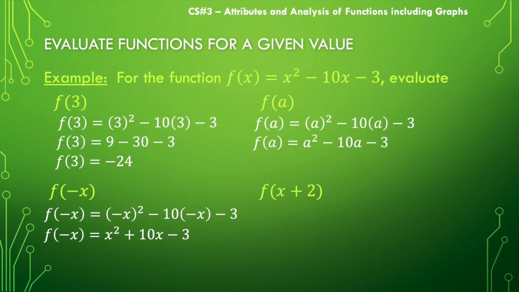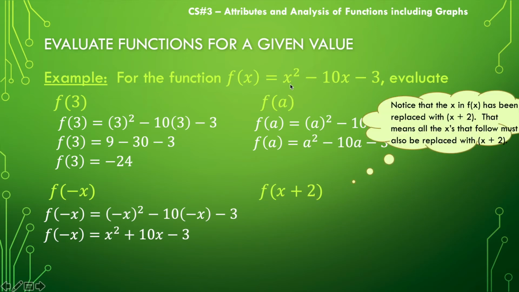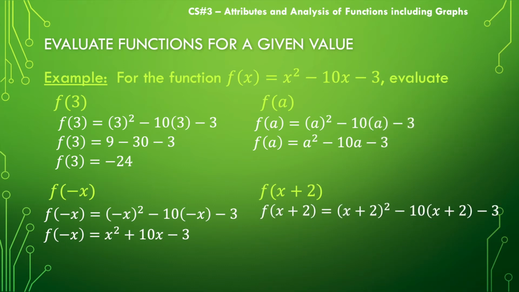And then the last thing here is probably where it gets the most interesting. And it's the same idea. This x here in our defined function has been replaced with the quantity x plus 2. So everywhere I see x, I'm going to replace it now with x plus 2. So we're going to take x plus 2 and square it, and then we're going to subtract 10 times x plus 2, and then we're going to subtract 3 from that.